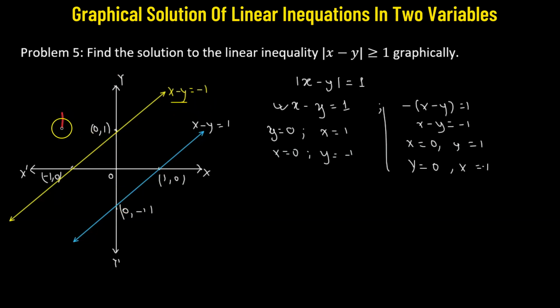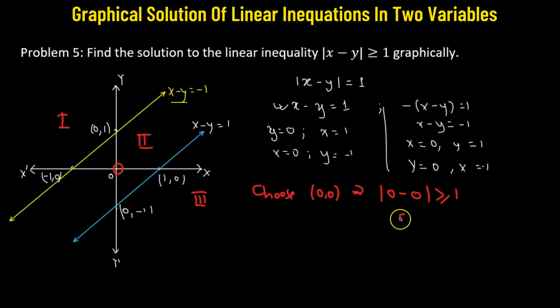We also have three regions. Region 1, which is above the line x minus y equals to negative 1. We have region 2 between the two lines, and region 3 below the line x minus y equals to positive 1. So we will consider the origin. When we choose the origin, which is 0 comma 0, our inequation becomes absolute value of 0 minus 0 greater than or equals to 1. Solving this gives us 0 is greater than or equals to 1, but that's not a true statement. That's an incorrect statement, which tells us that region 2 is not a part of the solution. So we are going to reject region number 2.